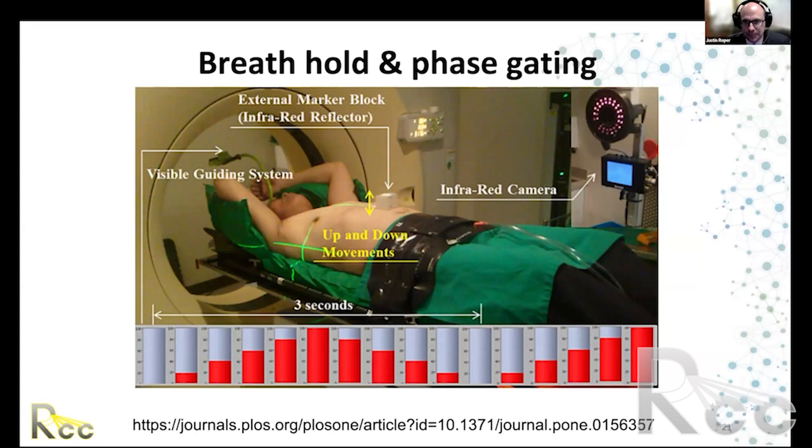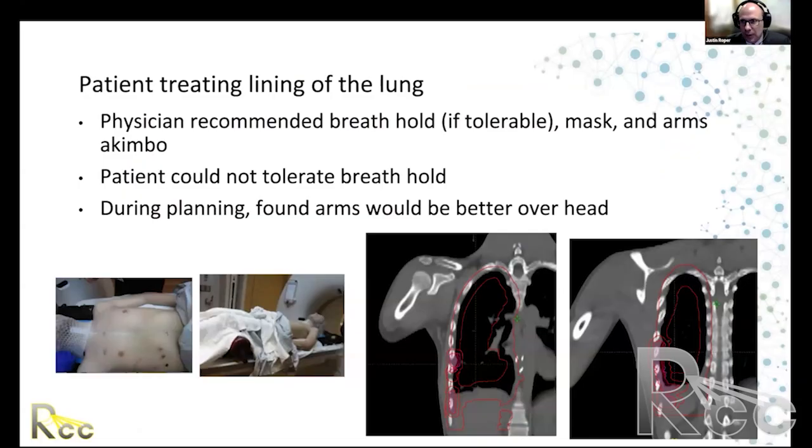Next slide, please. Here's an example of a mesothelioma case, in which case the outer lining or boundary of the lung is being treated. Breath hold was ordered by the physician if tolerable in order to freeze the motion such that we can tighten down on the margins and the size of the radiation field. The arm was positioned akimbo to move it away from the field.